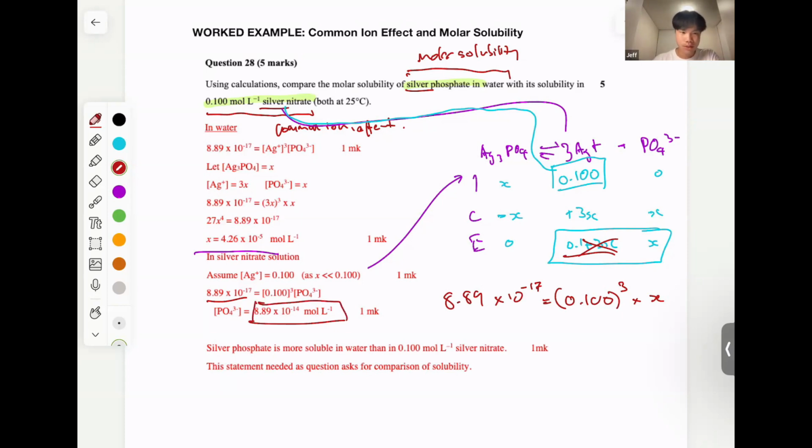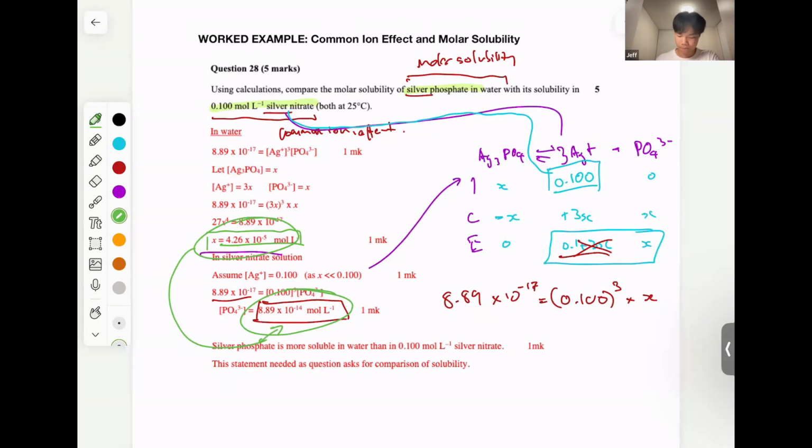And that's common ion effect. If you compare the concentration in water, the molar solubility, versus the concentration in the common ion solution, you can clearly see the common ion molar solubility is much, much lower. Does that make sense for everyone? Common ion effect. Your calculations will pretty much always just be a small change assumption ICE box with common ion effect. Okay.